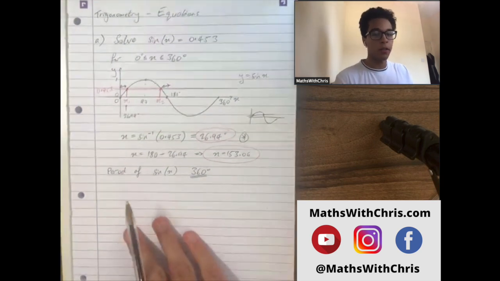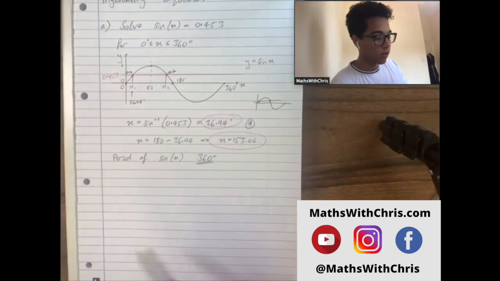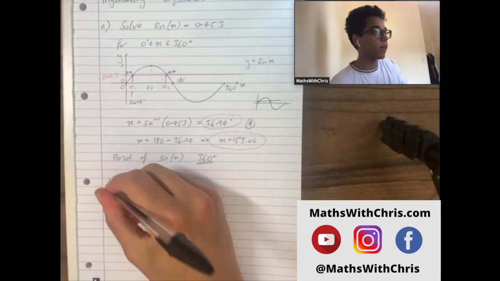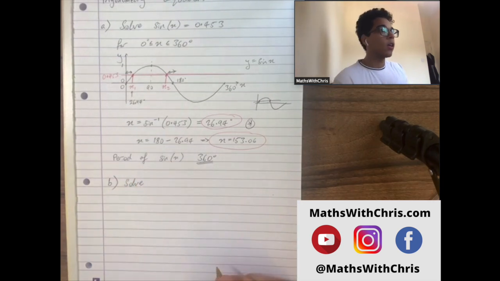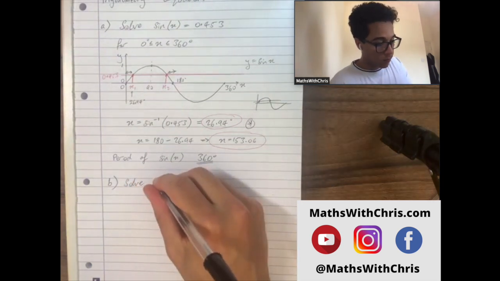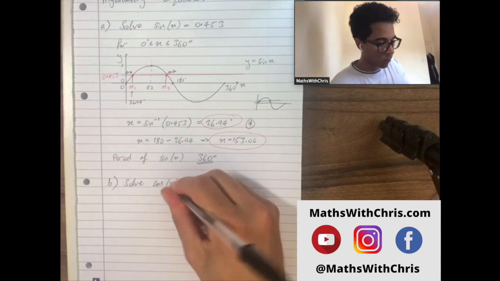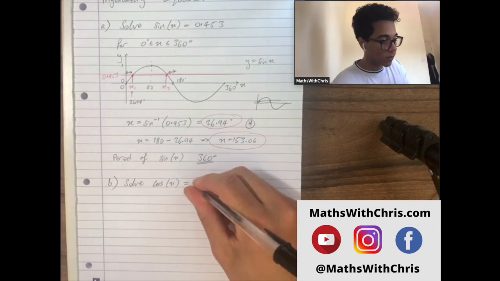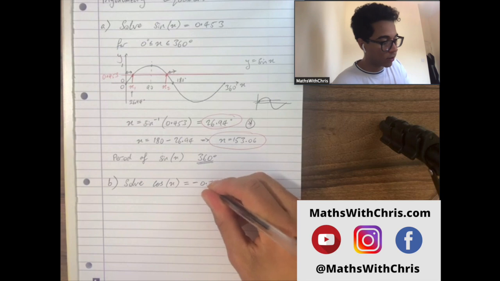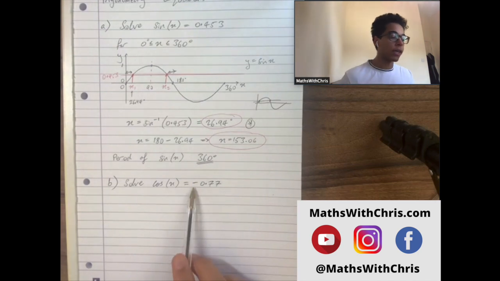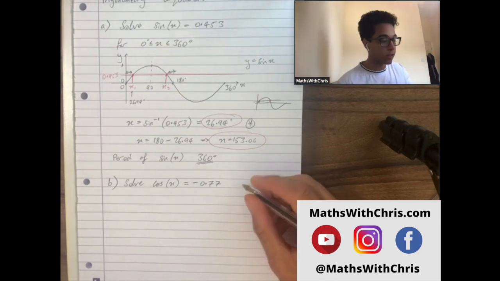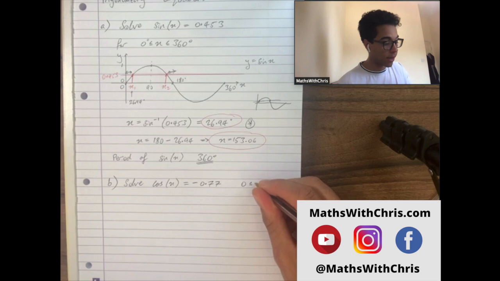So that's the first one. Let's move on to a different example. Part B. So let's say we wanted to solve cos of x equals minus 0.77. So now we're solving a negative one, and let's do it for 0 less than or equal to x less than or equal to 360.